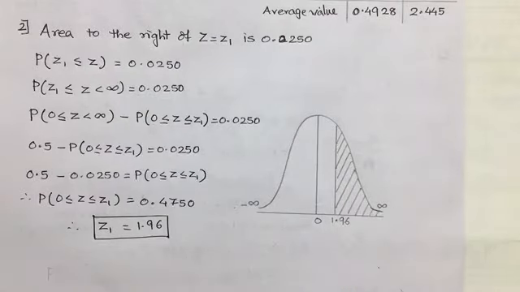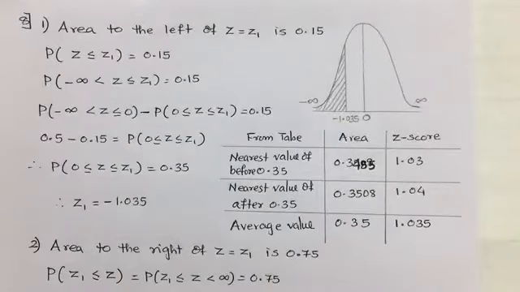Eighth one is, the question is, if z is a standard normal variable, then estimate the value of z score z1 such that the following conditions are satisfied.